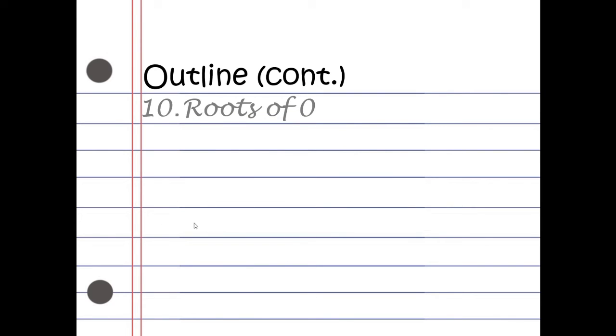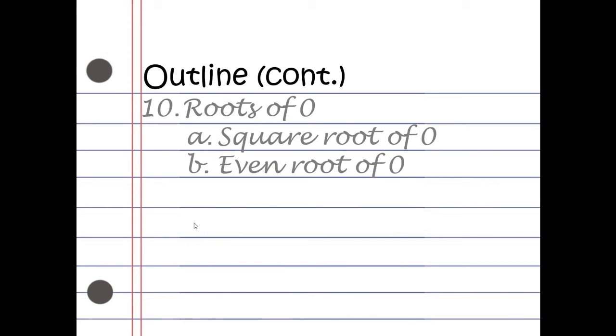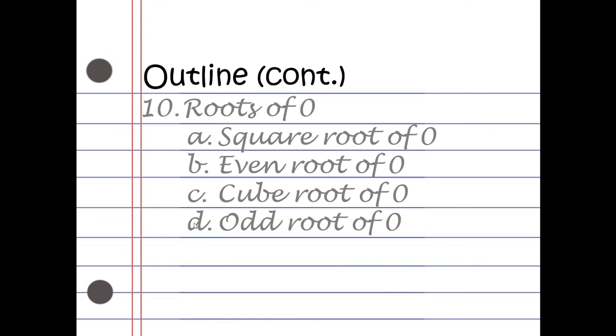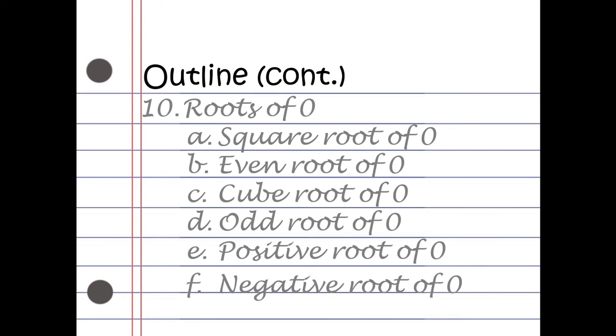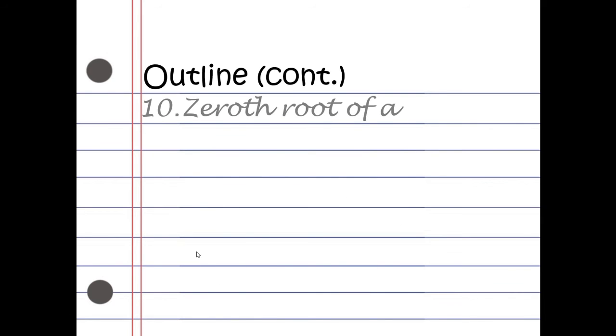Then we talk about roots of 0: the square root of 0, an even root of 0, the cube root of 0, an odd root of 0, a positive root of 0, a negative root of 0. Then we talk about the 0th root of a, and then we talk about 0 factorial.